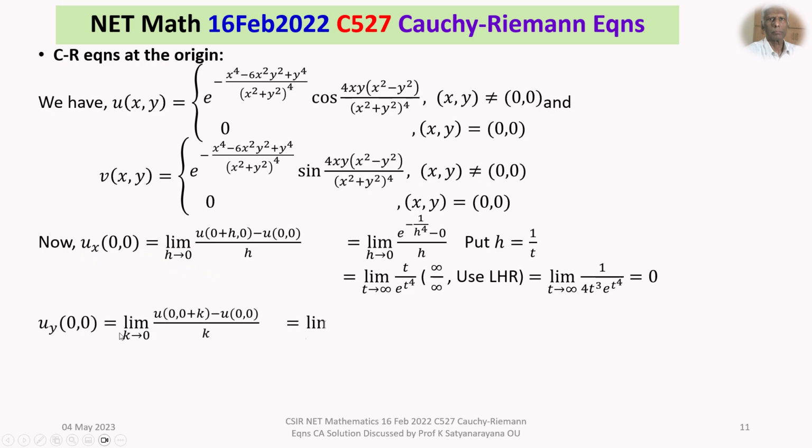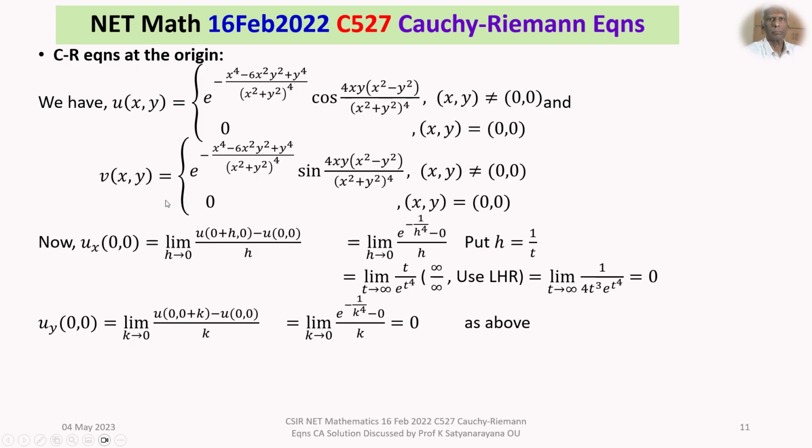And uy at 0, 0 is limit k tends to 0, u of 0, comma 0 plus k, minus u of 0, comma 0 by k. So you get into this and put y is equal to k and x is equal to 0. So k power 4 by e power k power 4 minus k power 4 by k power 8, and that will be e power minus 1 by k power 4. U of 0, 0 is 0 by k, and it is same as here, and we do the same thing and we'll get the answer 0 as above.